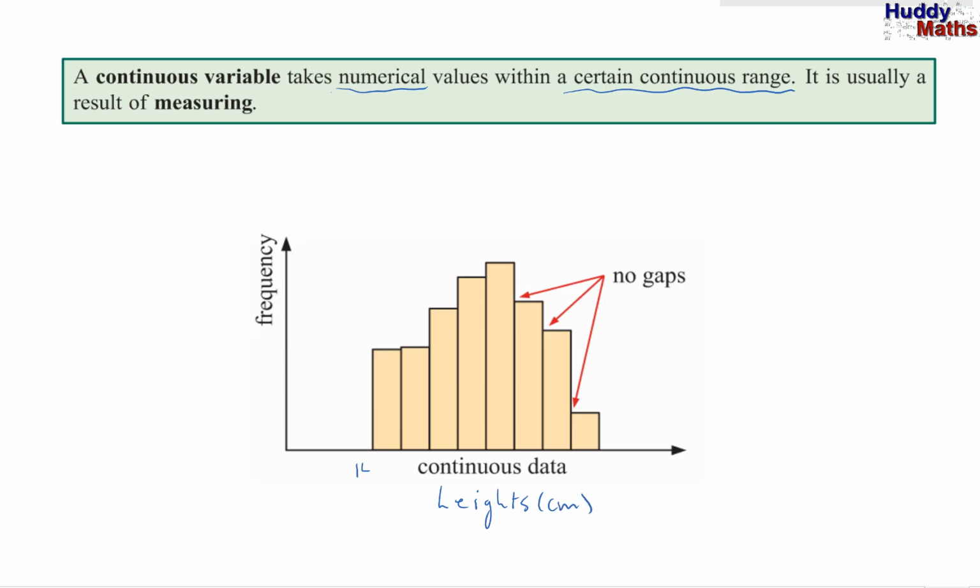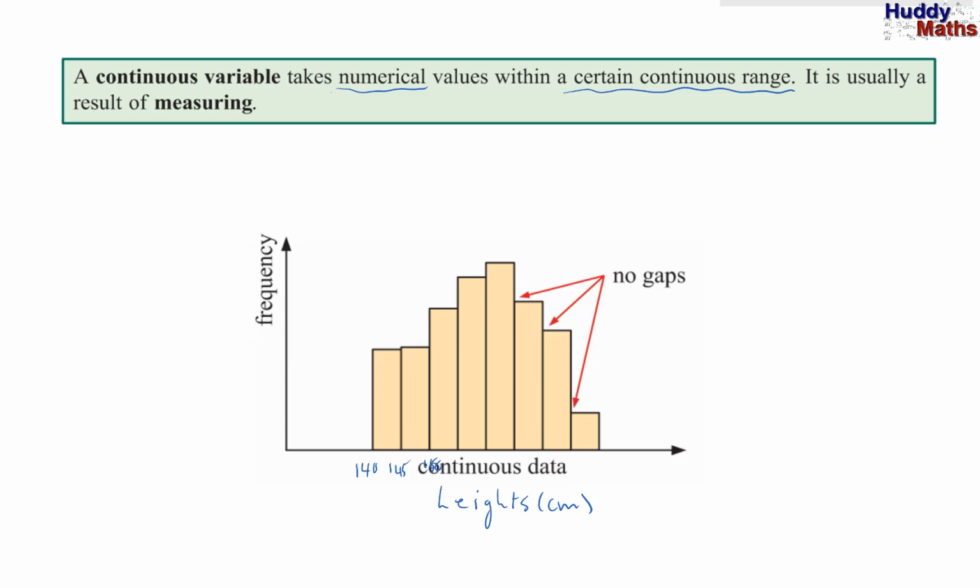Be 140, 145, 150, etc. along there. And if you measure people and you can do it accurately, you'd have every height between 140 and 145.